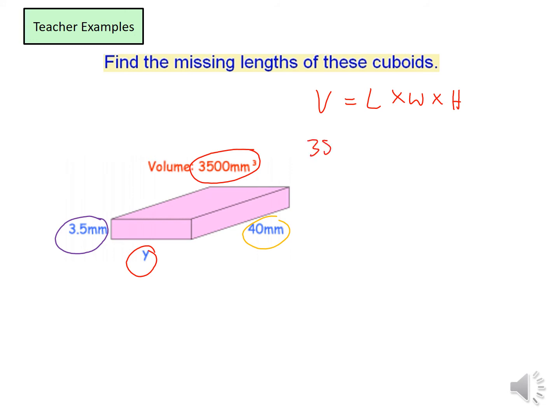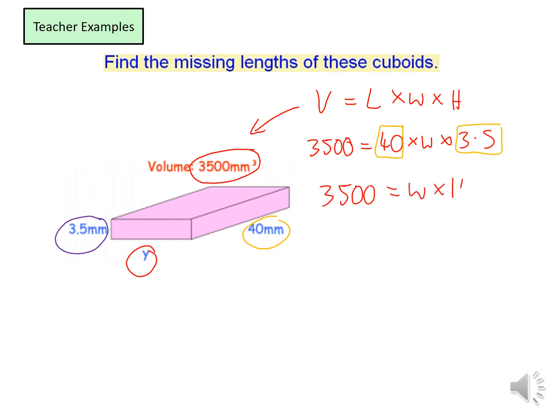So 3,500, because the volume is 3,500, is equal to length, which is 40, times the width, which we do not know, times the height, which is 3.5. Okay, we need to multiply these terms out. So I'm going to multiply the 40 by the 3.5, because we can rearrange it any way we like when we are multiplying. So 40 times 3.5 gives us 140. So 3,500 equals width times 140.